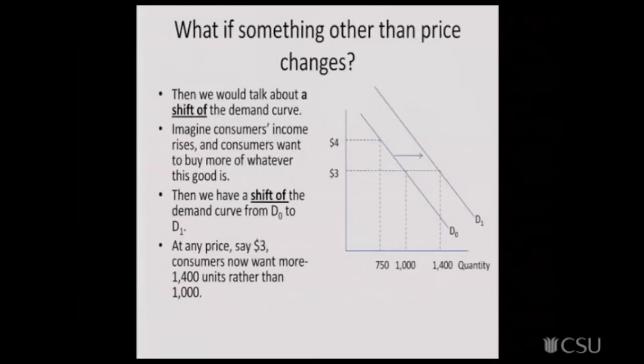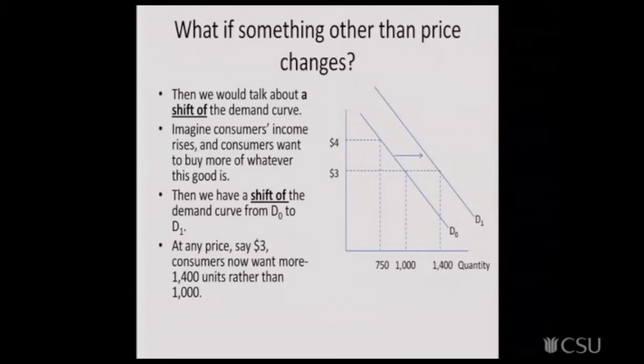So we've got something else. The other thing that can happen here is we have a shift of the curve. Right? The shift of the curve means that this whole demand curve shifts to the right, or the whole demand curve shifts to the left. What causes the whole demand curve to shift to the right or to the left? Anything other than price. So that's all you have to think.